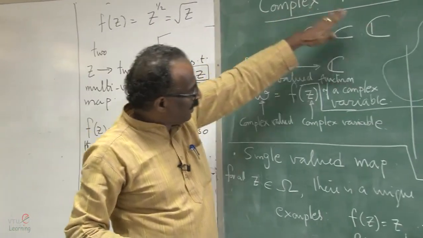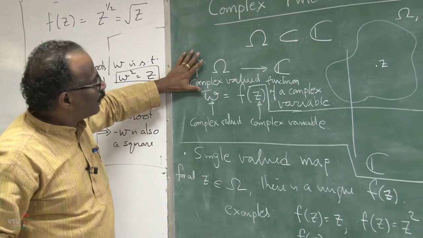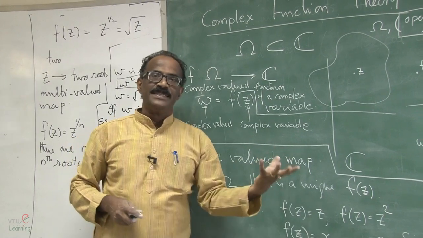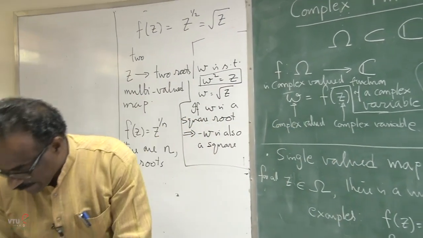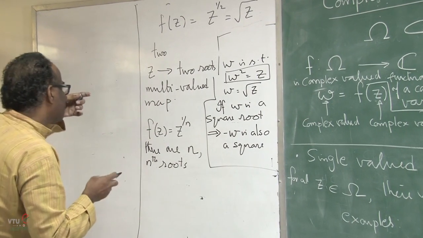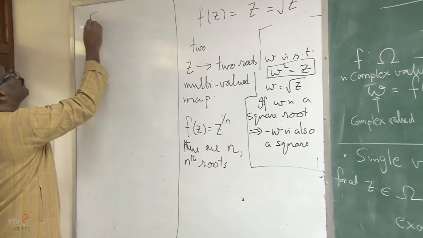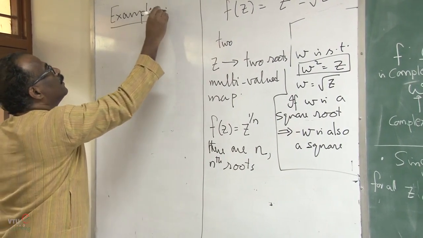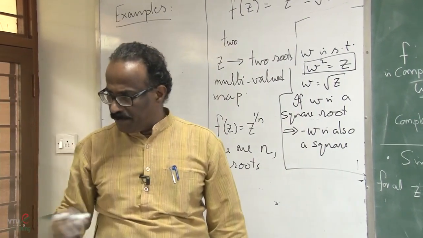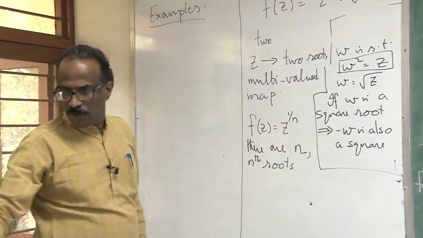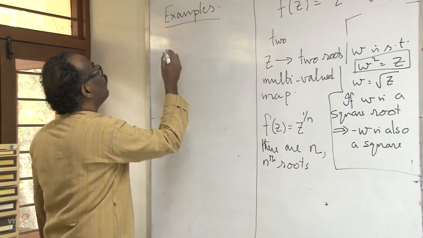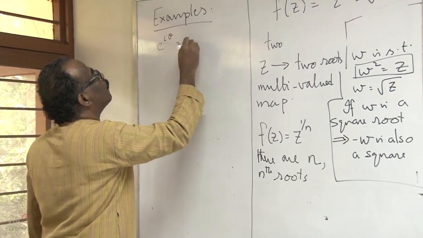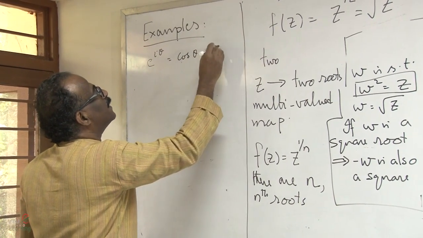Before going to understand more about these maps and the whole complex analysis theory, we need to understand various types of maps here. So let me start with some important functions. Examples. Okay, so you have already seen e power i theta is equal to cos theta plus i sin theta.